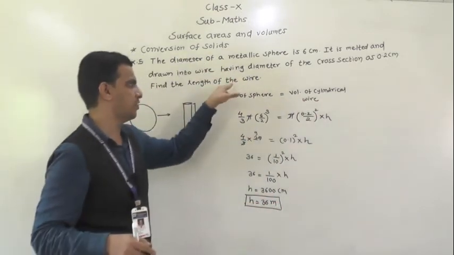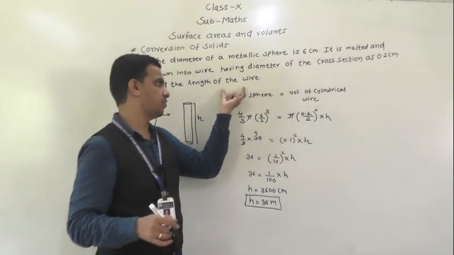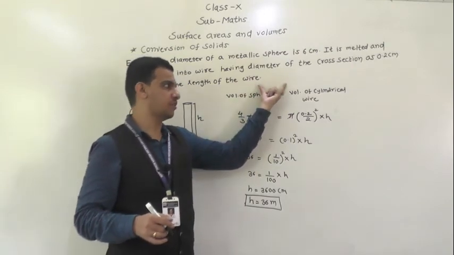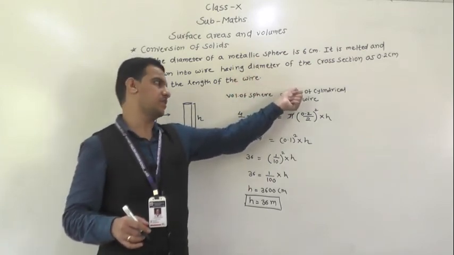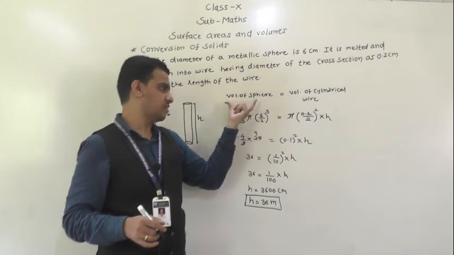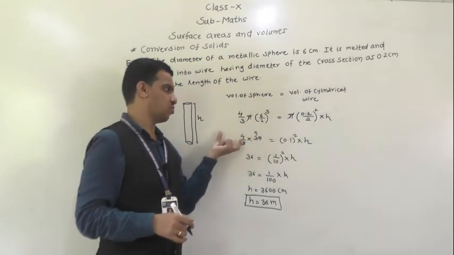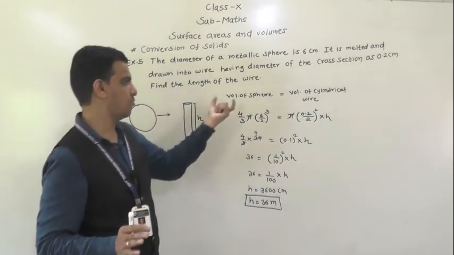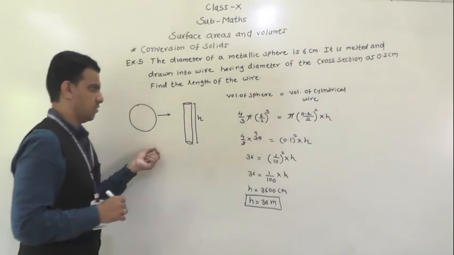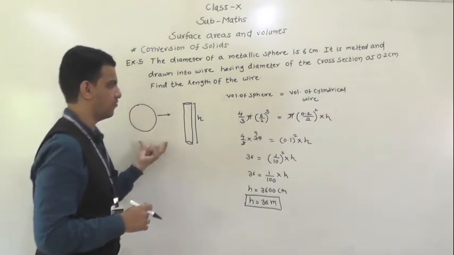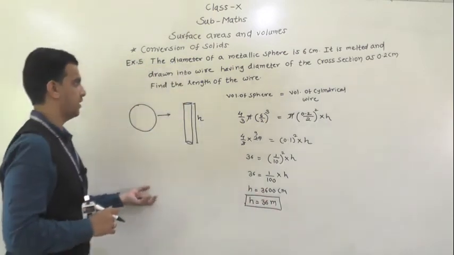First write the given information: the diameter of the metallic sphere is 6 centimeter, the diameter of the wire is 0.2 centimeter. So the radius of the sphere is 3 centimeter, the radius of the wire is 0.1 centimeter. Then write that the volume of sphere is equal to the volume of cylindrical wire, write the formula, put in values. This is easy to solve, no need to find the volume of the sphere and the cylindrical wire separately, then equate. So we will get the height of the cylindrical wire, or length of the wire, is 36 meter. Okay, now we will take the next example.